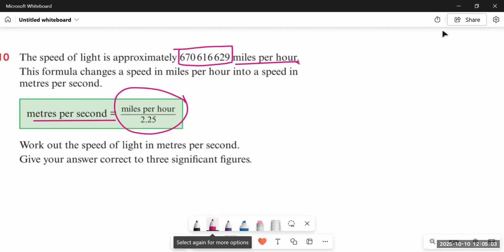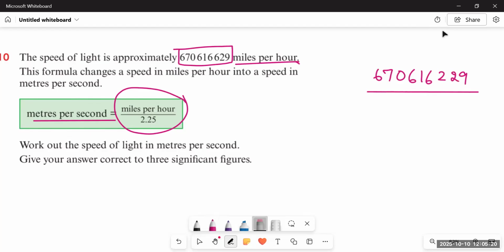So what are we supposed to do? The question says work out the speed of light in meters per second. We are provided with 670,616,629 miles per hour, and we have to change it into meters per second. So we simply have to divide it by 2.25. We can easily do it using the calculator.